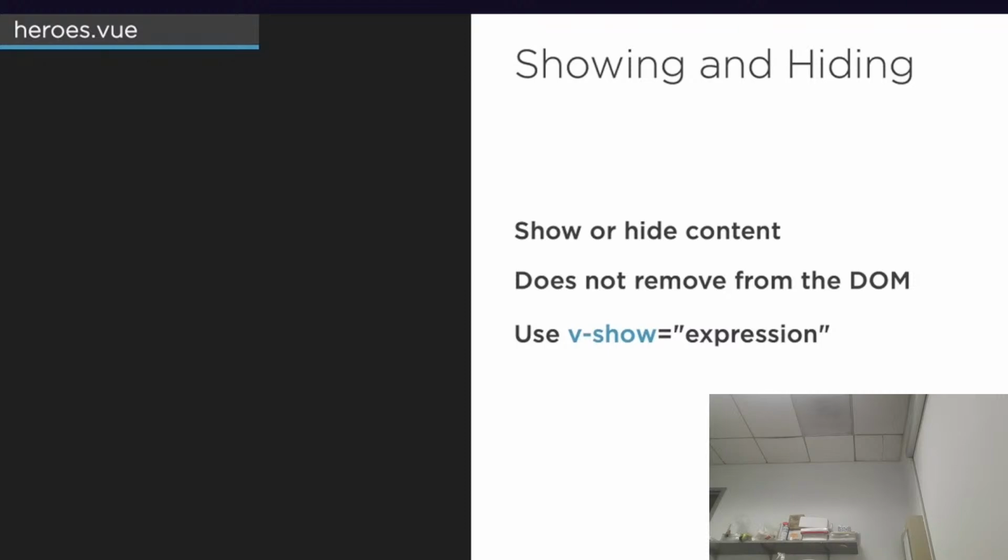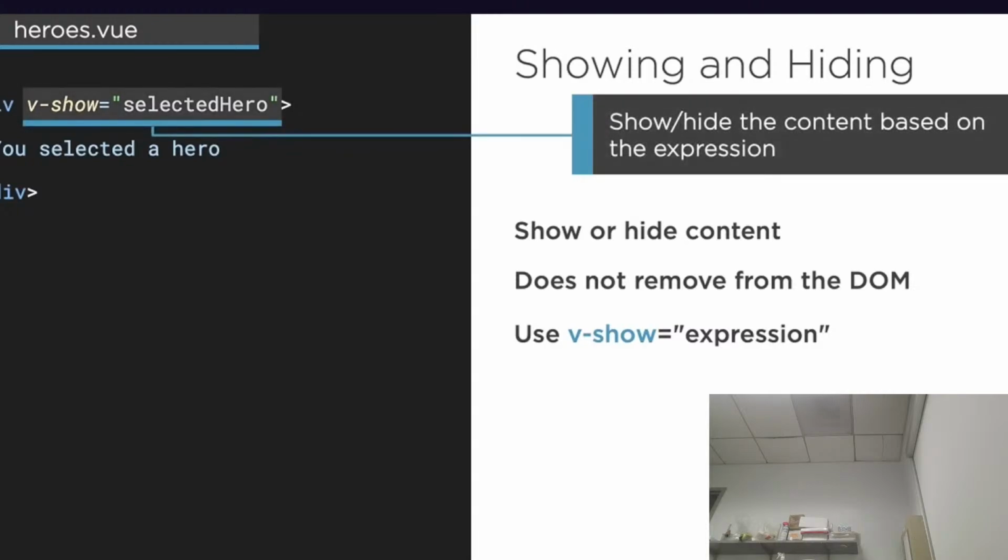Looking at how this could work inside of a component, we could say inside of a div vShow selected hero. If there is a selected hero, it'll show you the text, selected a hero. If not, you wouldn't see that. In that case, it would set the style to display none. That's the key here with the vShow.